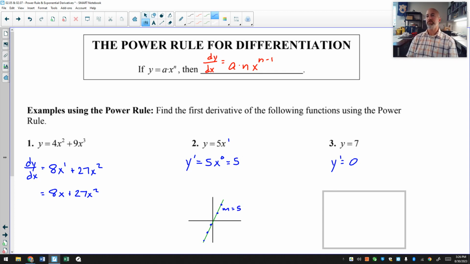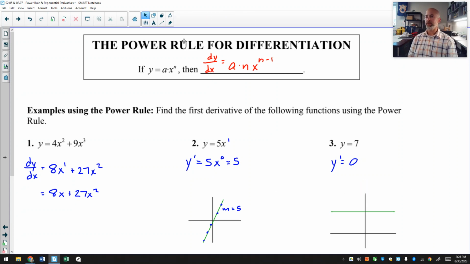And you can do the same thing for a function y equals 7. Y equals 7 is a horizontal line that goes through the y axis at 7, and the slope of a horizontal line is always 0. It doesn't matter where you are looking. The slope is always 0. And so the derivative of 7 would just be 0.